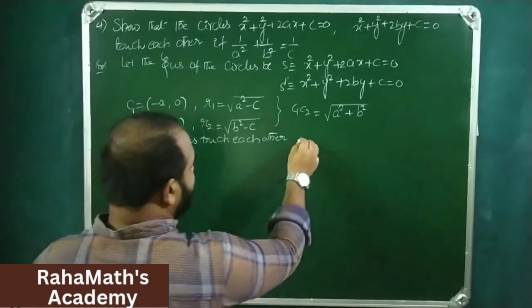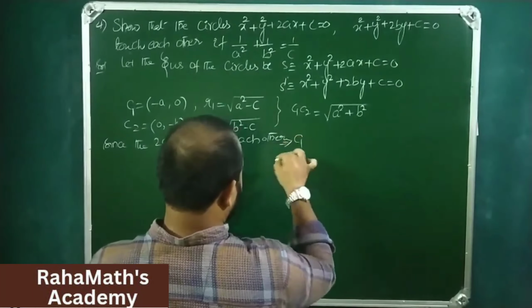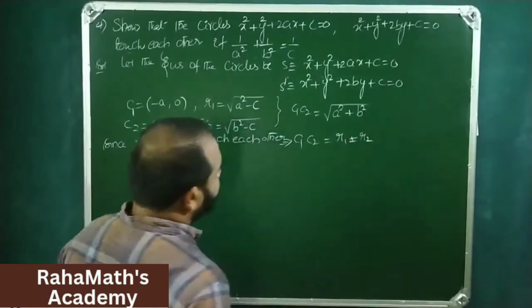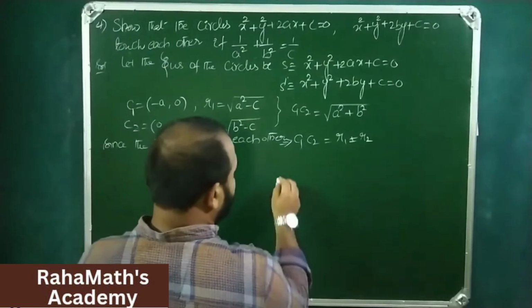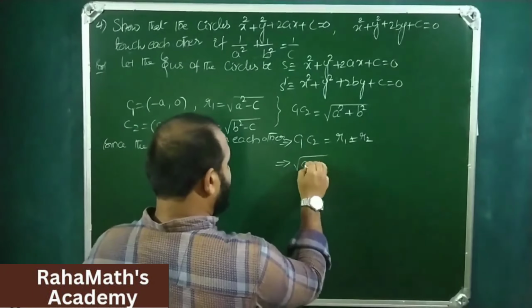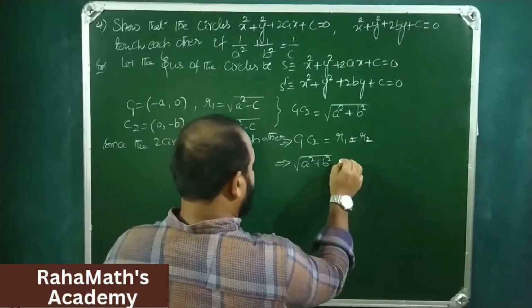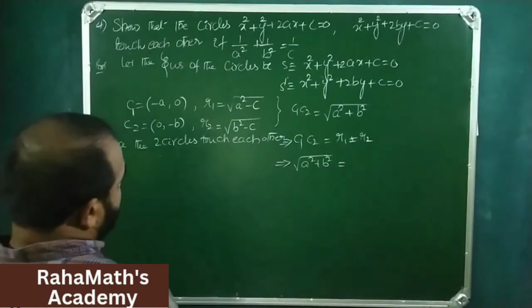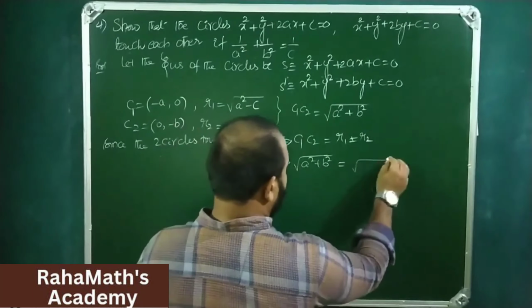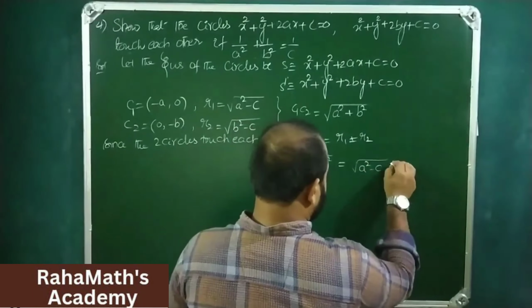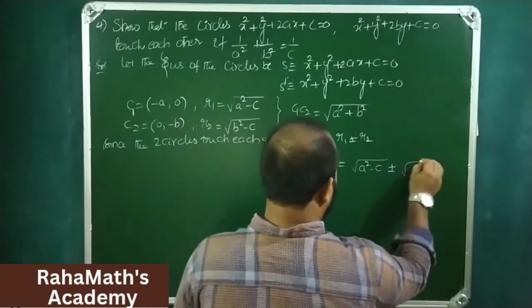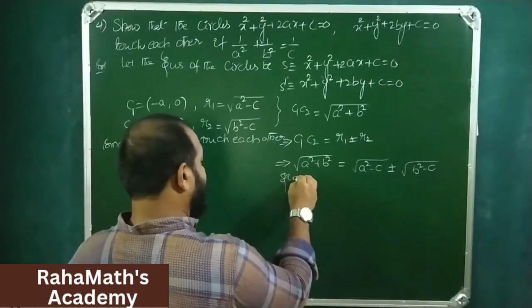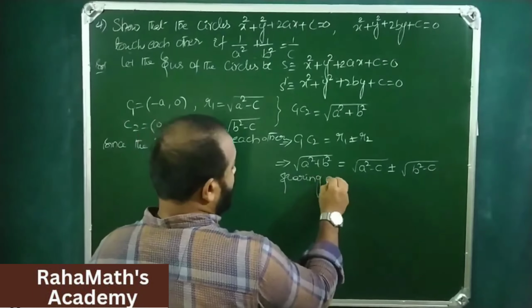Touching each other, C1C2 is equals to R1 plus or minus R2. C1C2 is square root of a square plus b square, which is equals to R1, square root of a square minus c, plus or minus square root of b square minus c. So let us square on both sides.